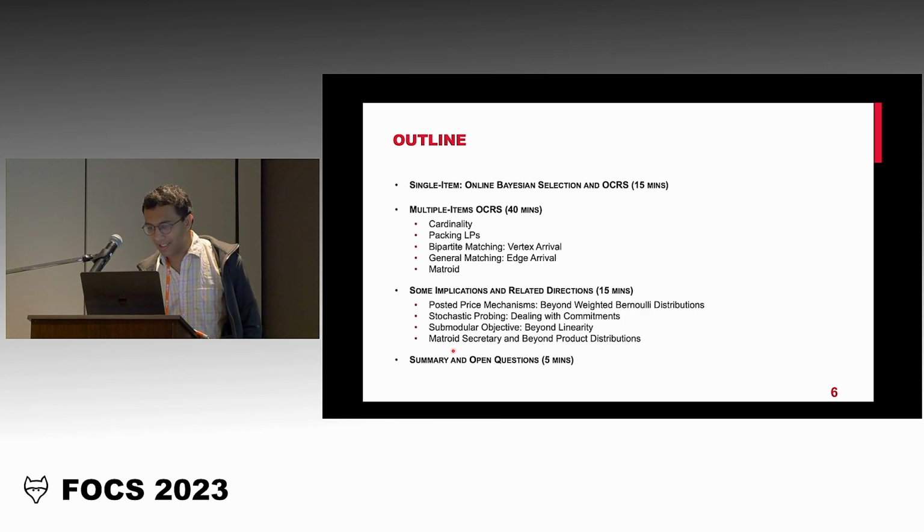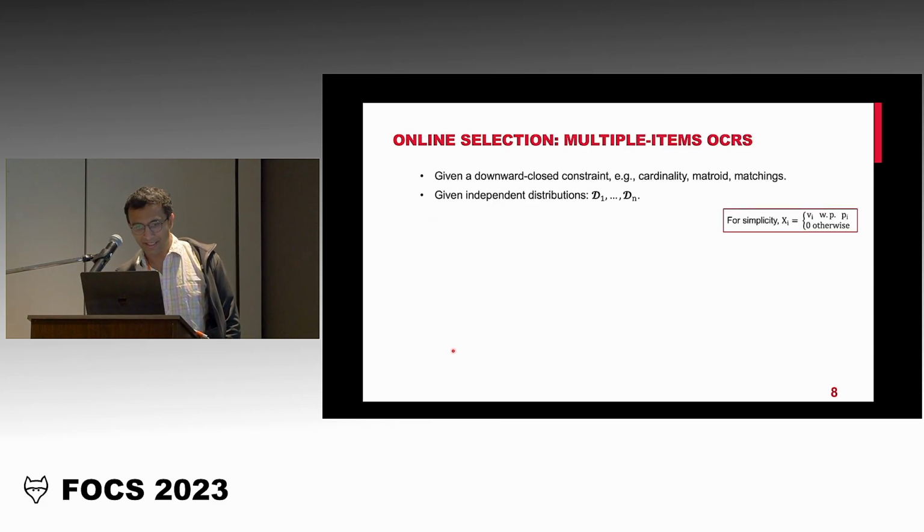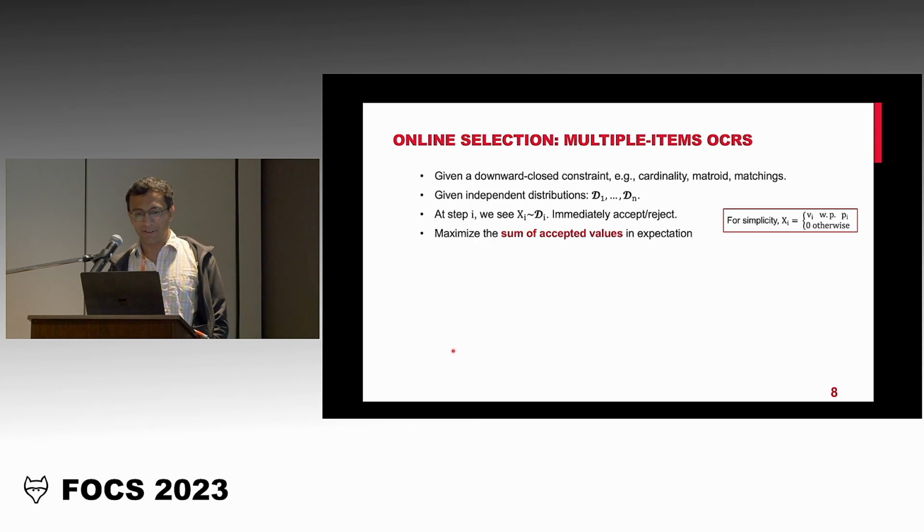Good. Okay, so let's continue. Let's first talk about this multiple item setup. The setup is now I'm giving you some kind of downward closed or packing constraint, say a cardinality constraint. You can now take k elements, or I'll give you a matroid or matchings or something. Again, you have the same n independent distributions. For simplicity, I'll focus on this weighted Bernoulli distribution where Xi takes value vi with probability pi and otherwise it's 0. I'll talk towards the end about the extensions.